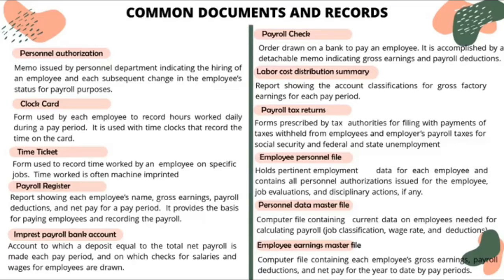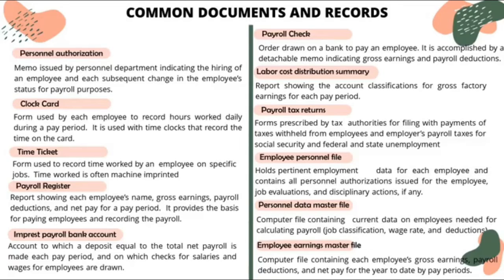Next is payroll checks, which is an order drawn on a bank to pay an employee. It is accompanied by a detachable memo indicating gross earnings and payroll deductions. Next, labor cost distribution summary: reports showing the account classification for gross factory earnings for each pay period.